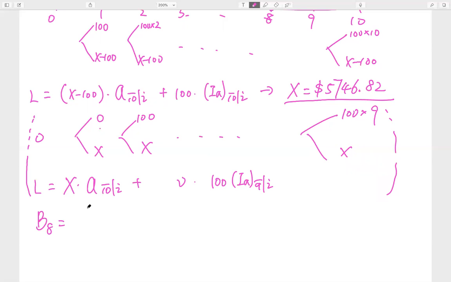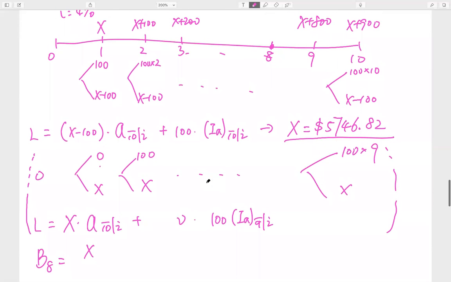So I have 1 payment at time 9. So if I go up a little, right, then I would know how much I would owe at time 8 after the 8th payment, right? I owe this, I owe this. I just need to discount those 2 payments back to time 8. Then I would know the remaining balance at time 8.